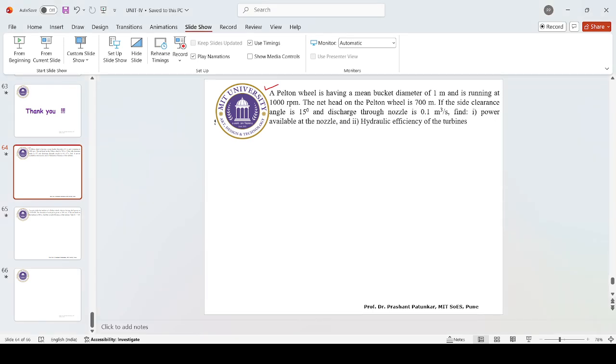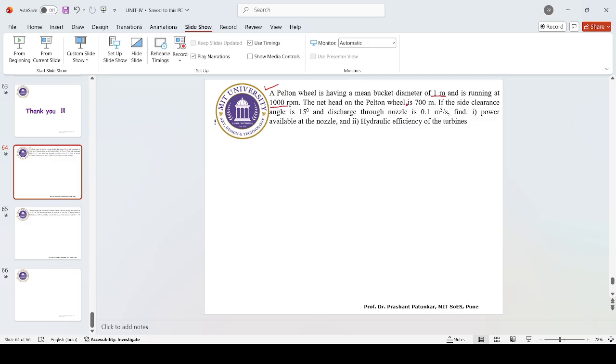In today's session, we'll solve some of the exercises related to the Pelton wheel. Let us see the statement of the problem. A Pelton wheel has a mean bucket diameter of 1 meter, and it is running at a speed of 1000 rpm.